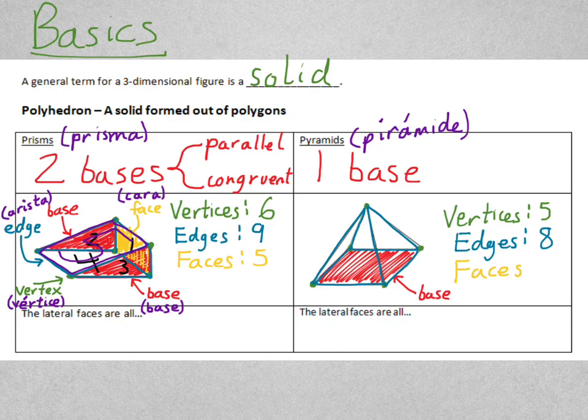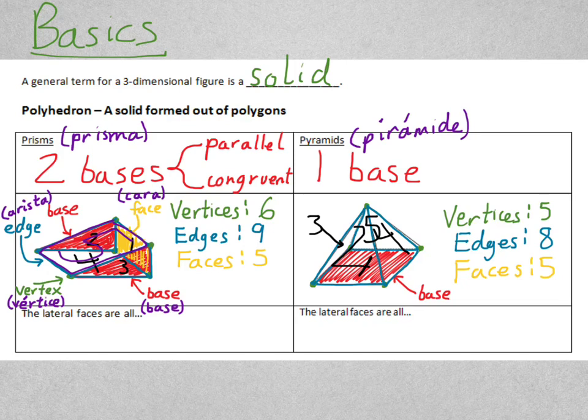And faces. The bottom base counts as 1. The front triangle counts as 2. The left side 3, right side 4, and the back side 5. There are 5 faces. Okay?